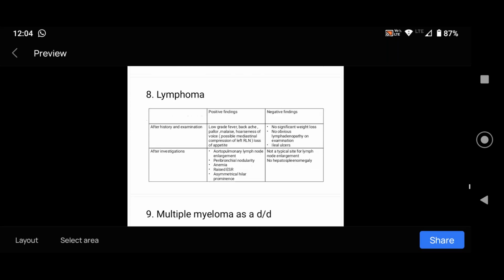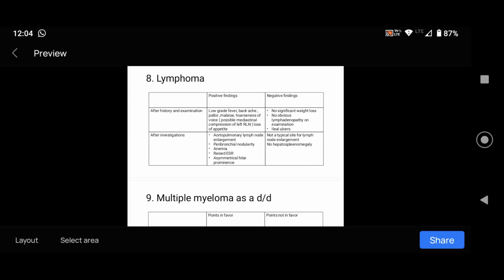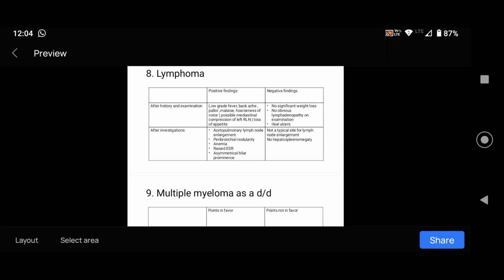Further, I would like to also entertain a diagnosis of lymphoma. Because the patient is having a low grade fever, some backache, pallor, malaise, non-specific signs, there was hoarseness of voice, which I initially thought was due to mediastinal compression of the left recurrent laryngeal nerve. There was loss of appetite, but it's been 1 year and there was no significant weight loss in this patient, no obvious lymphadenopathy on examination.